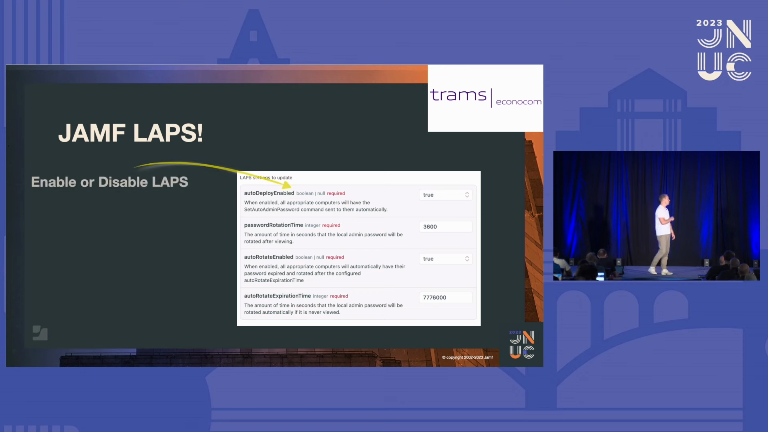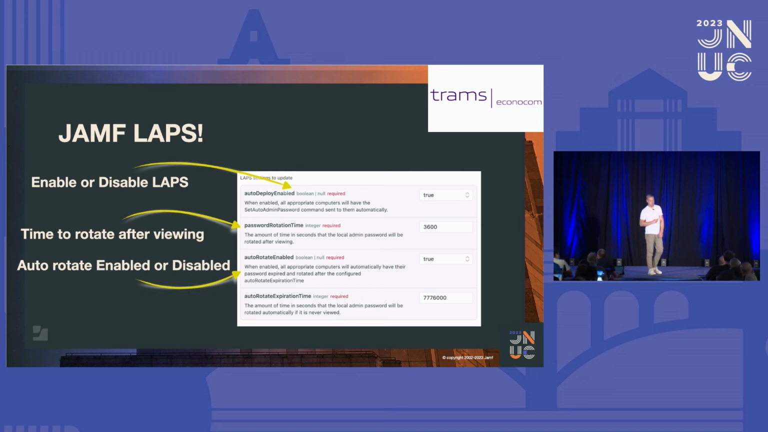These are the configurable options that are available at the moment: enable or disable LAPS, time to rotate the password after it's viewed, automatic rotation of LAPS on or off, and auto-rotation time. These are all in seconds. In the example here, it is rotating an hour after being viewed, and then the auto-rotation in seconds is 3 months.